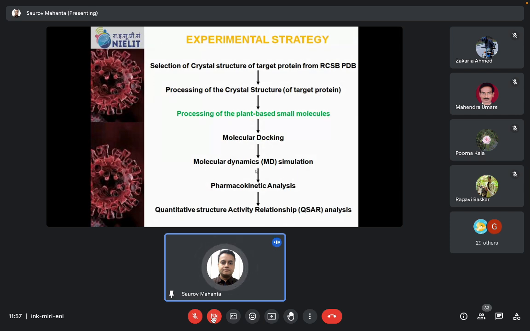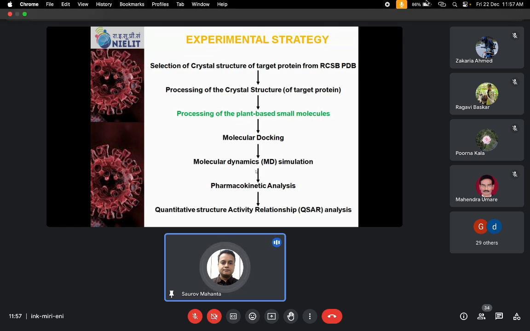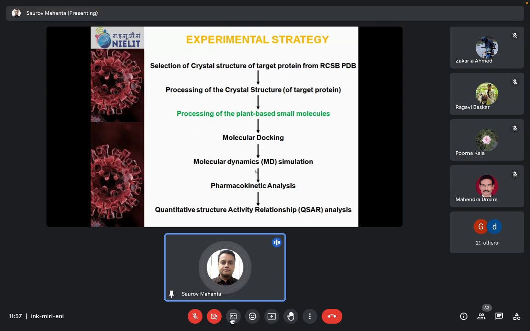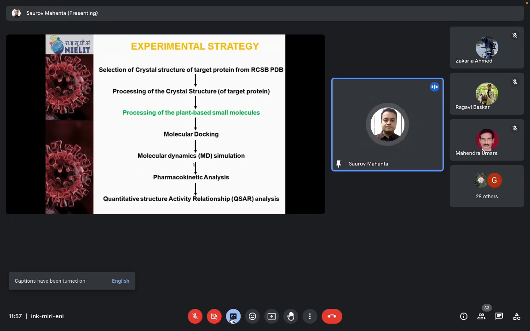So this is the summary of the experimental strategy: selection of the crystal structure of the target proteins from RCSB protein database, processing of the crystal structure of the target protein. How do you process? We process it in Chimera or some other software. Then processing of the plant-based small molecules. Then molecular docking. Then molecular dynamic simulation. Why do we do the docking? To select out the best possible bound ligand with the receptor protein.